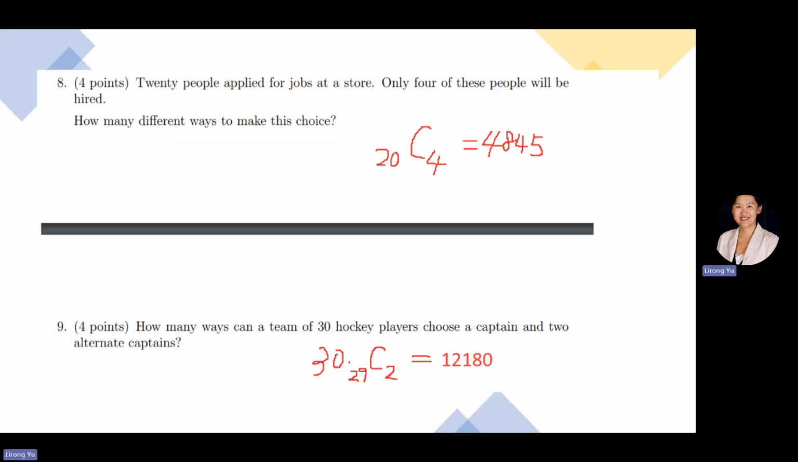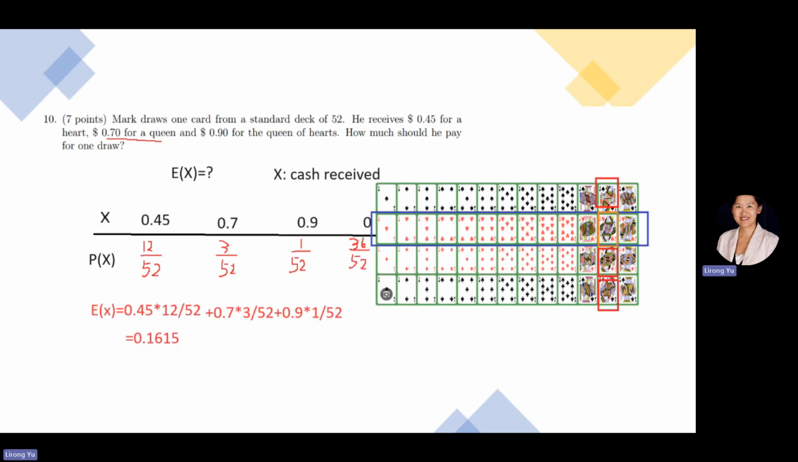Number 8 is the combination number. It's from section 1.2, about enumeration, combination number or permutation number. And then there's number 10. That was calculating expected value when you have a gain or some kind of distribution that we can find.